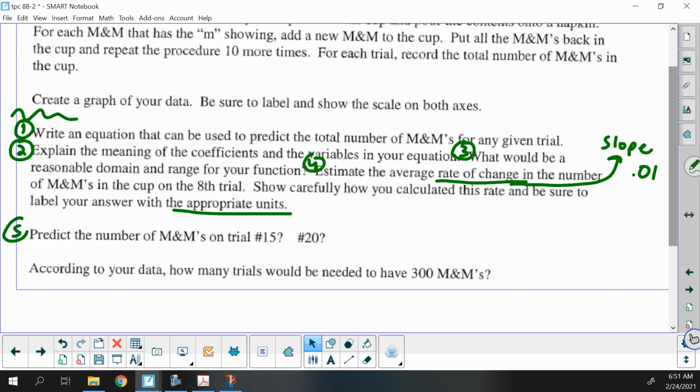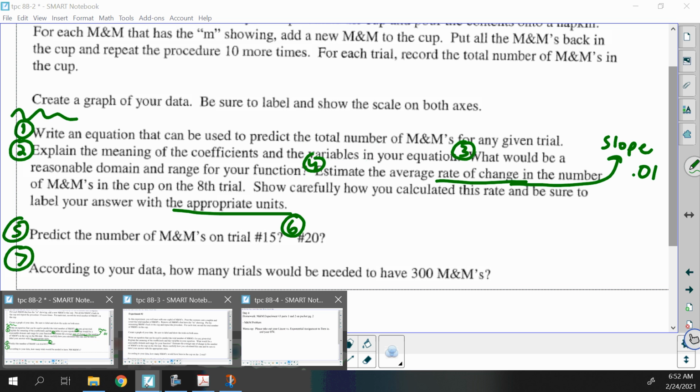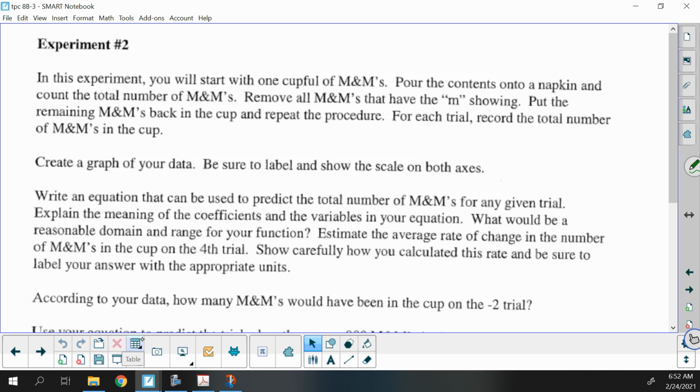Number 5, the number of M&Ms in trial 15, number 6, trial number 20, and then 7, how many trials would be needed for 3 M&Ms. So there's 7 pieces of information that you're going to do for that one. If we look at experiment 2, again, hopefully you're up past that point right there. Hopefully you've created a graph by this point.